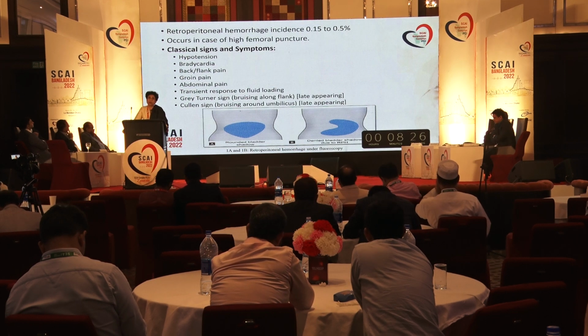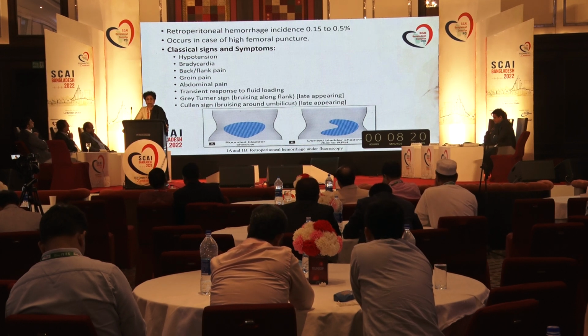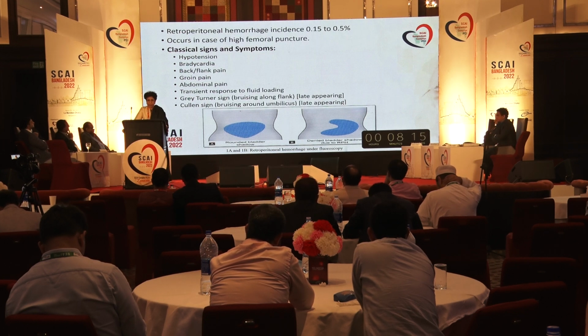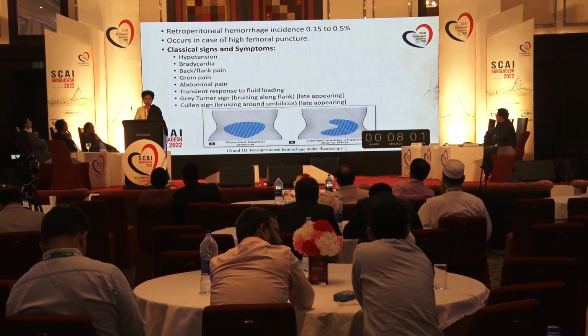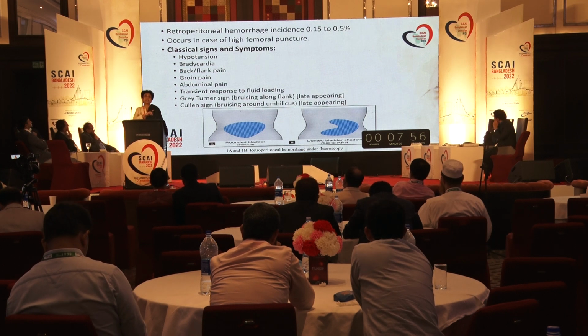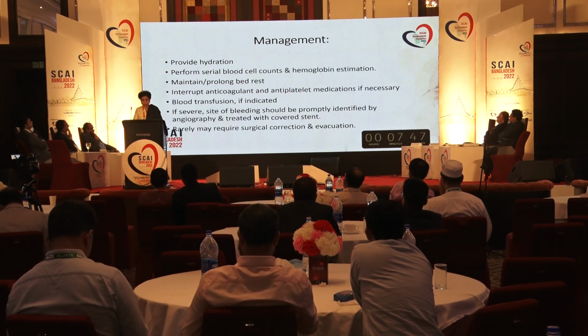The incidence of this is around 0.1% up to 0.5%, and it occurs, as I said, when there is a high femoral puncture. Usually the patient goes into hypotension very rapidly. There may be back pain, groin pain, abdominal pain, and the patient might respond transiently to fluid load. Grey Turner sign, Cullen sign, these are really late signs. I mean, usually the patient collapses before these signs appear. So if there is a retroperitoneal bleed and the type of bleed that we had, like a jet of blood coming, then you need to be very, very quick, and you need to correct it as quickly as possible.